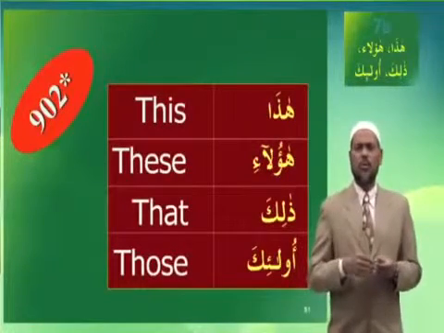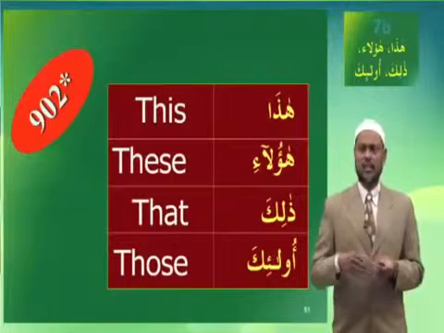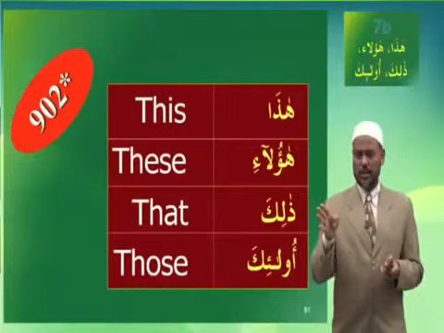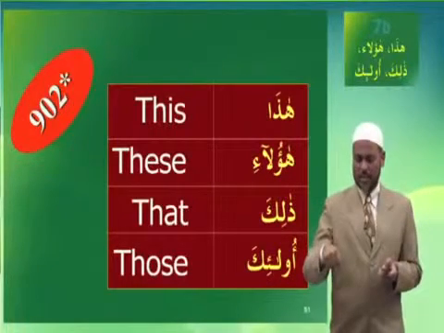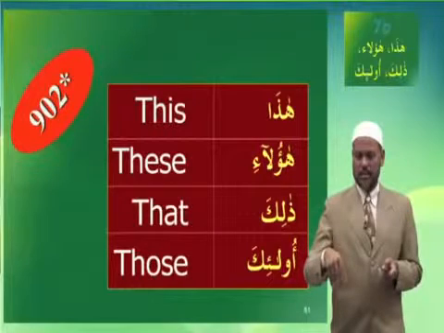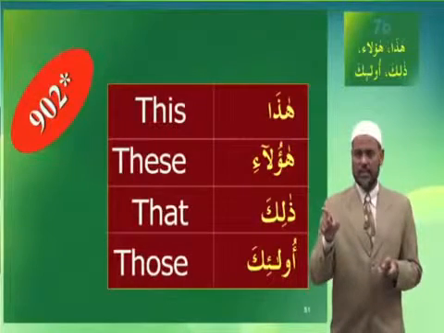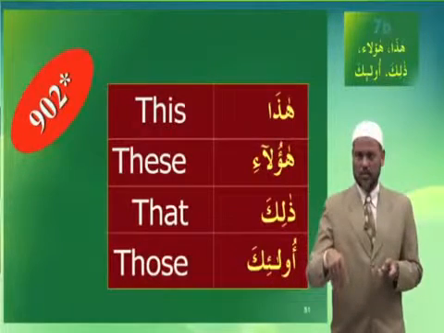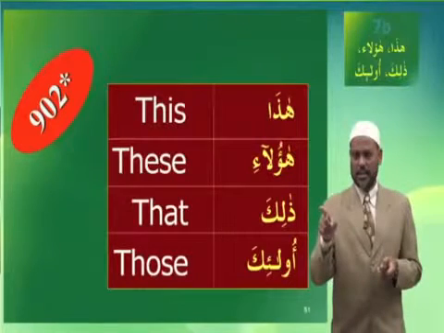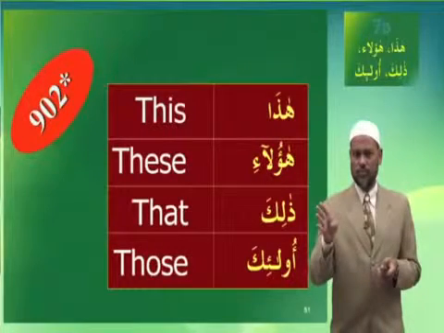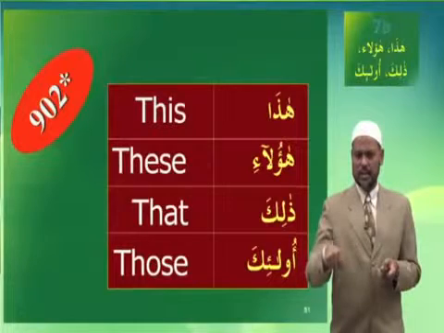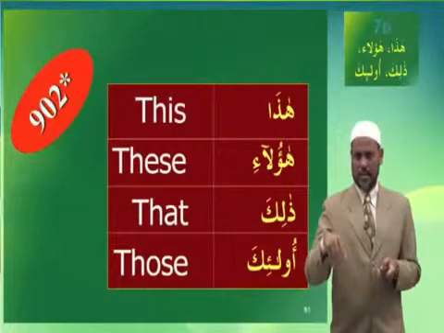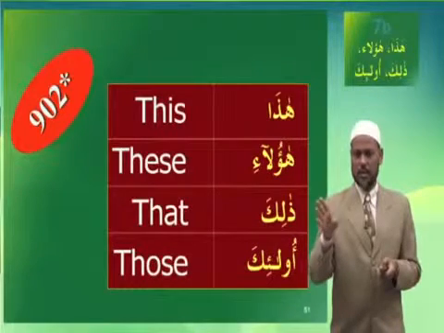Last thing, we learn 4 words which come in the Quran 900 times, which is hadha, this, haulai, these, dhalika, that, ulaika, those. Can you repeat after me? Hadha, this, haulai, these, dhalika, that, ulaika, those. Can you translate? Hadha, haulai, dhalika, ulaika.